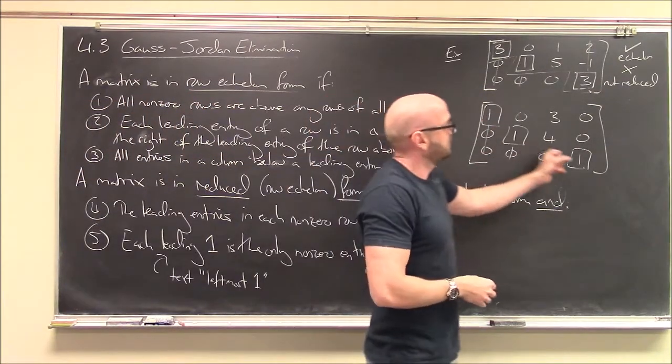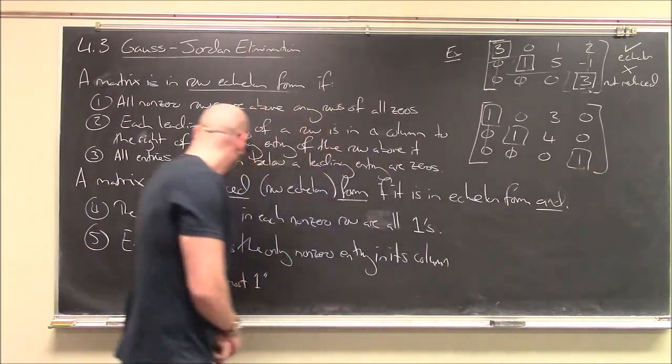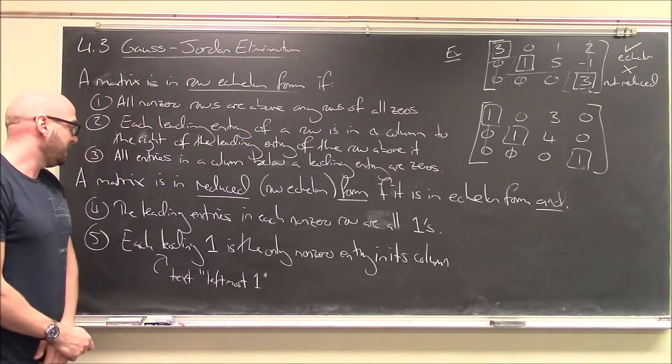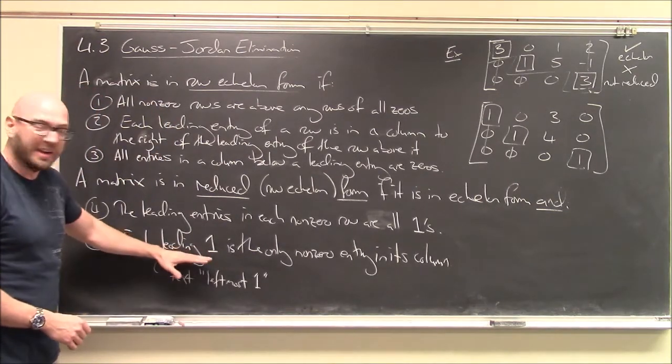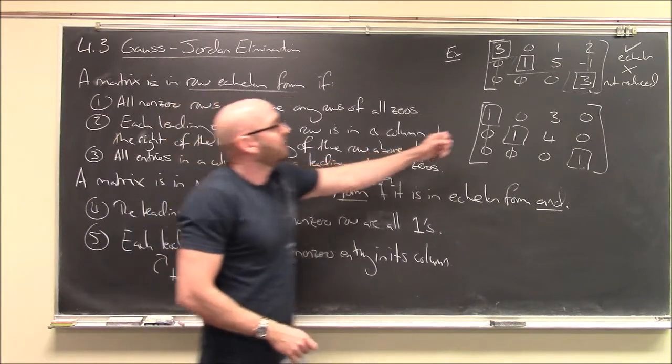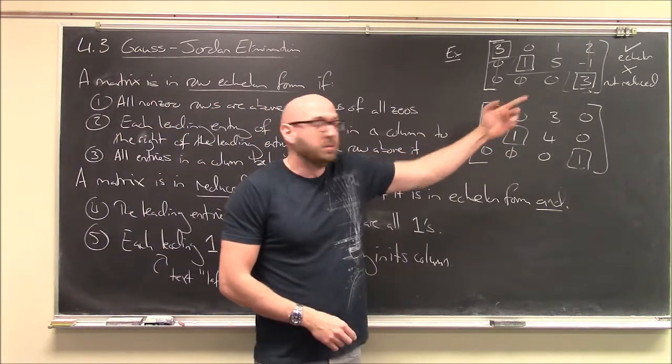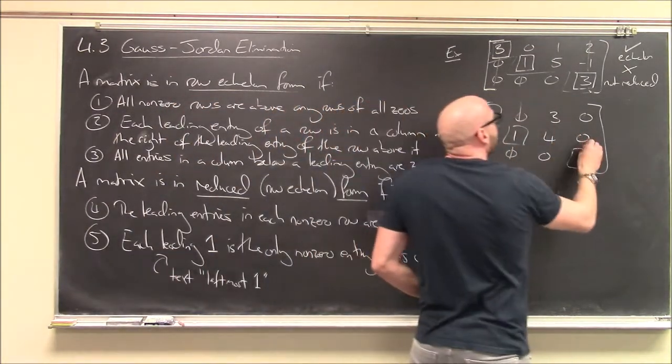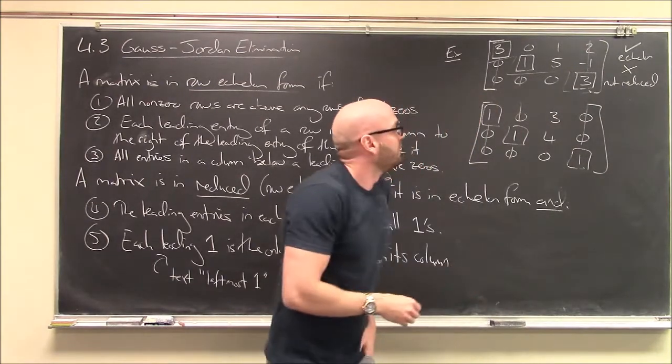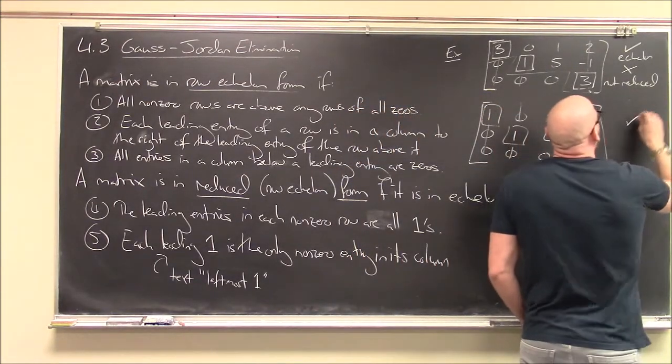Yeah, everything I boxed here, they're all ones. And is each leading one, not only do I need everything below it to be 0, I need everything above it to be 0 as well. Well, sure enough, if you look above them, they're all 0 as well. So it is reduced.